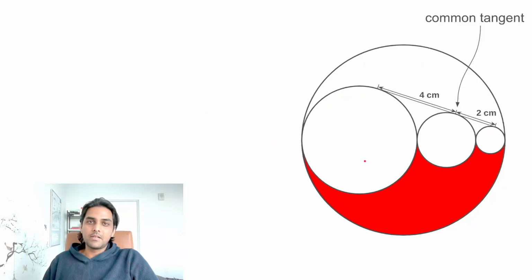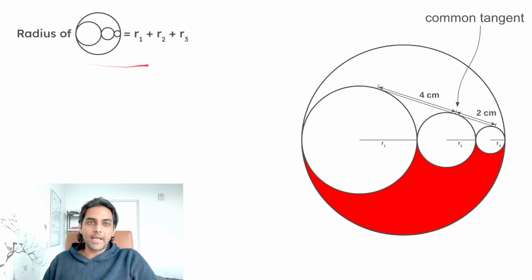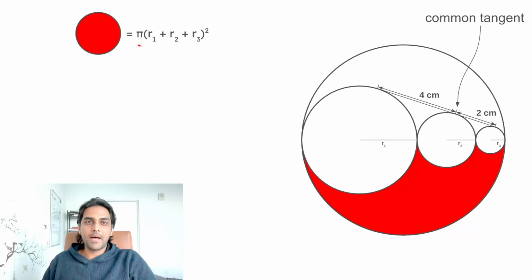Since radius is the most important dimension to find the area of any circle, let's say that the radius of this circle is r1, the radius of this middle circle is r2, and the radius of the smallest circle is r3. Now, since the diameter of the outermost circle is the sum of the diameters of the 3 inner circles, the radius of the outermost circle is also going to be the sum of the radius of the 3 inner circles. So let's write it like this. The radius of this whole figure is going to be r1 plus r2 plus r3, which means that this area is going to be pi times (r1 plus r2 plus r3) whole squared.